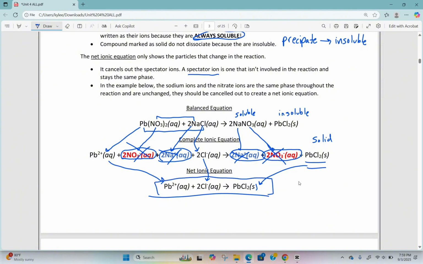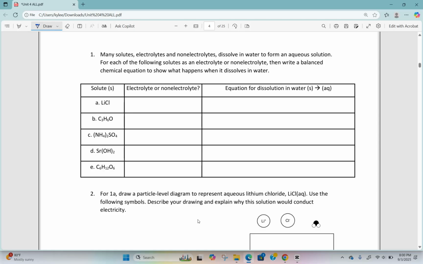If this was happening in the beaker, I would see lead chloride down here at the bottom, and our spectator ions are still here. Sodium and nitrate are still present. It's just they are in solution. They're aqueous. So the actual reaction I see, because I'm not going to be able to see the ions, but I will see the precipitate, and that is why we focus on the precipitate when we do our net ionic equations.